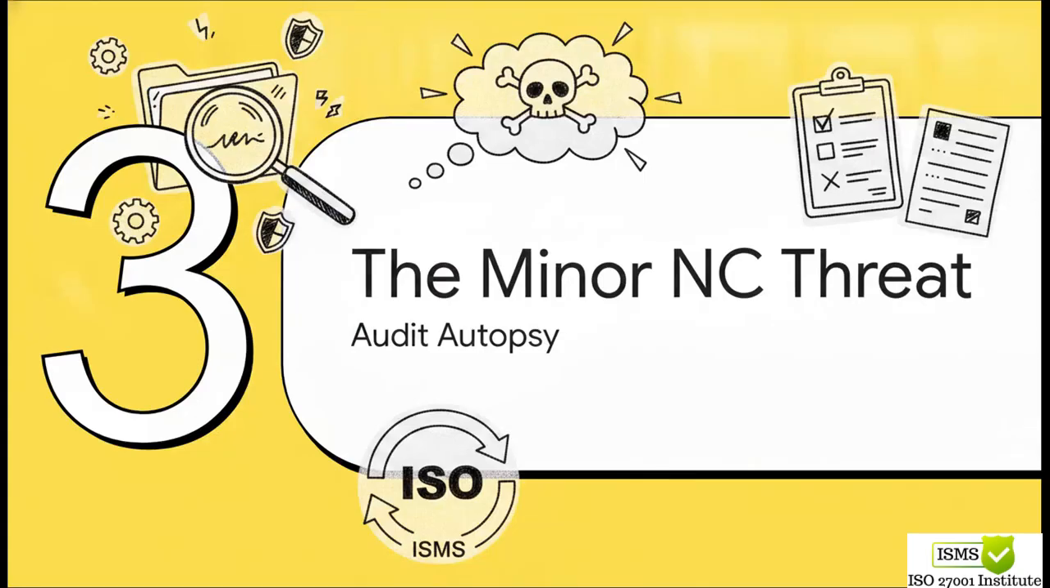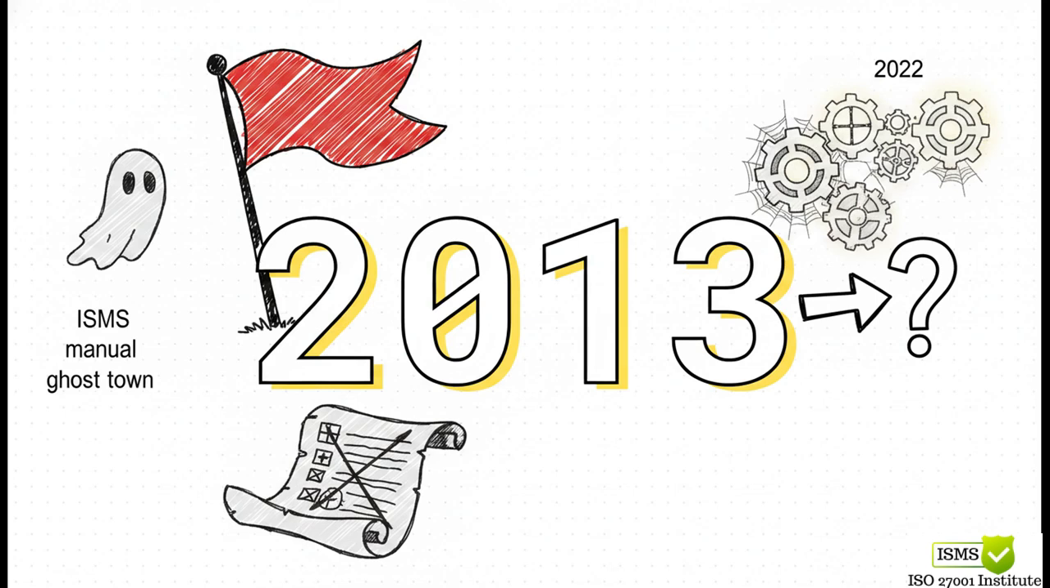Which brings us to Section 3, the minor NC threat. Time for a quick audit autopsy. The year 2013.